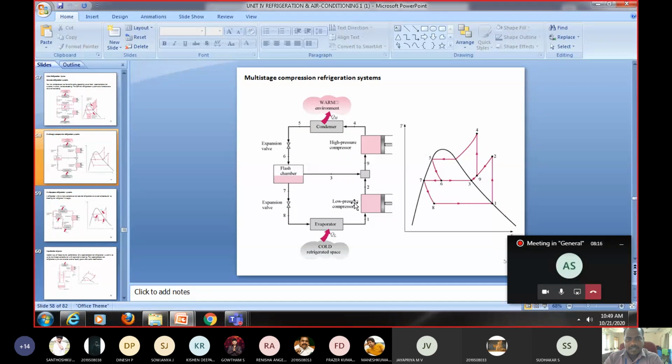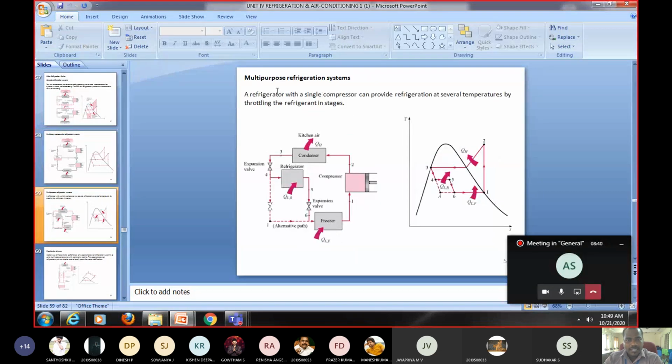So we have to provide two expansion valves. The flash chamber will separate the mixture, that is a subcooled liquid. Then it will again be pumped to the evaporator to get the cyclic process. So we can get improved COPs.